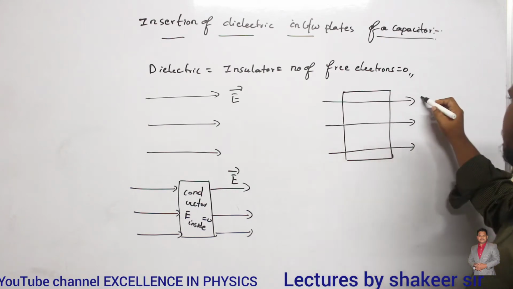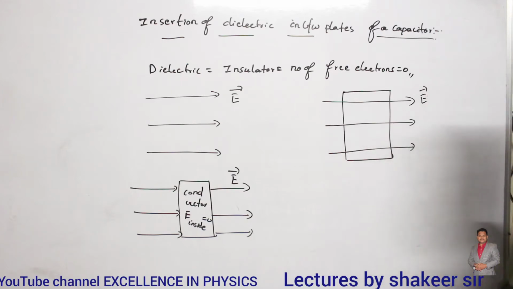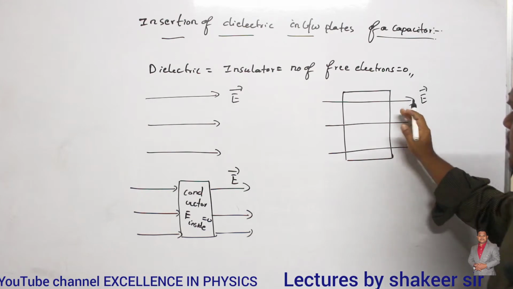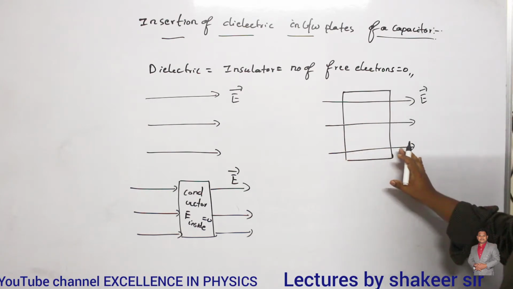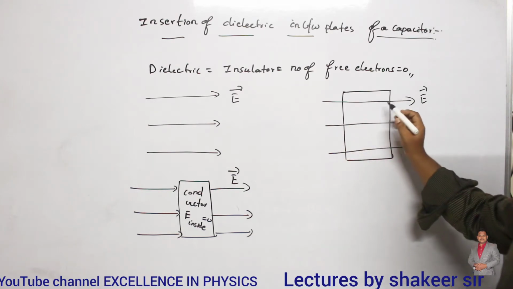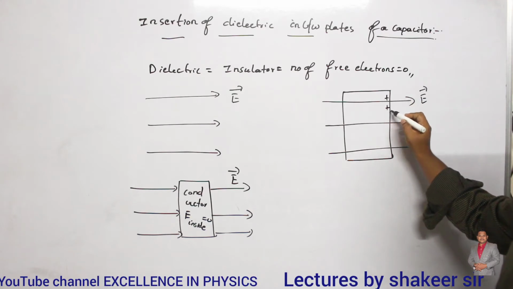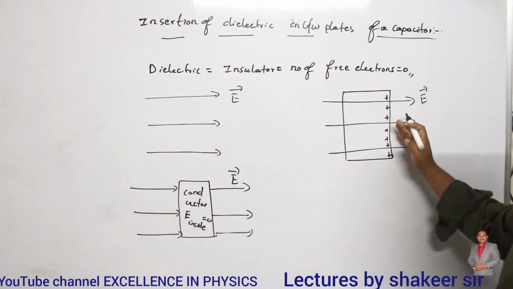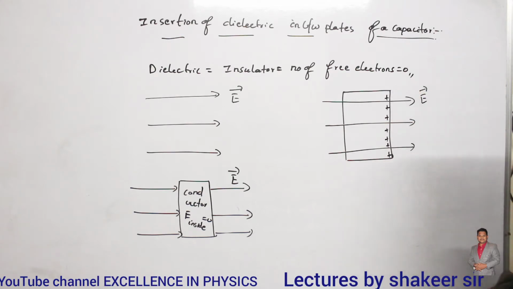This is the direction of the applied electric field. The positive charges present throughout the volume of this conductor start shifting in the direction of the electric field. It means all the positive charges get deposited at one end of this conductor.